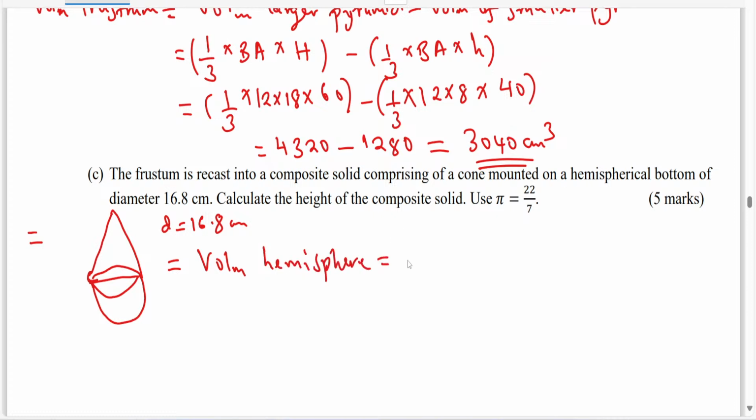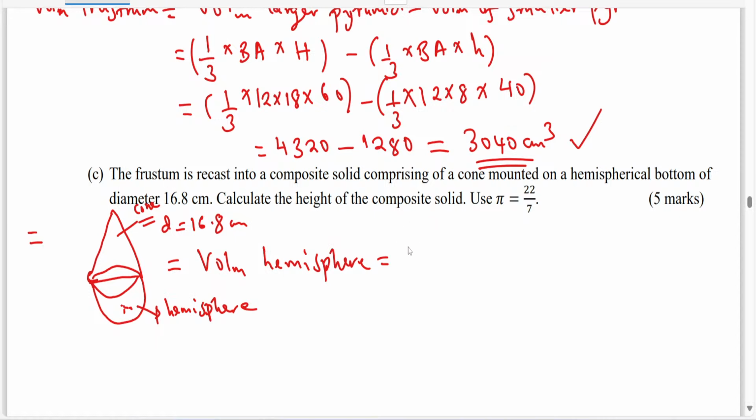So the total volume is usually the volume of the hemisphere plus the volume of the cone. For now we don't know the volume of the cone, but we can find the volume of the hemisphere, since we know the volume of the total composite solid, because we've already found it out. The volume of that frustum is just the same as that of the composite shape.